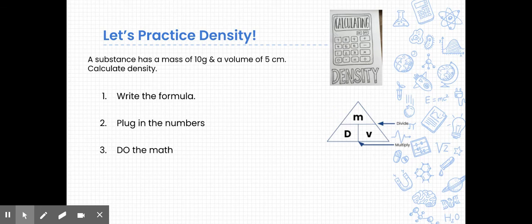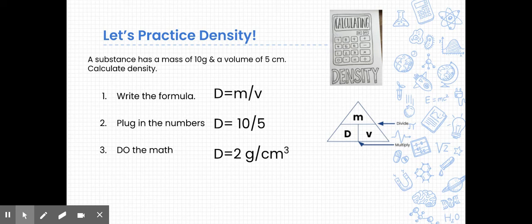So the question is, a substance has a mass of 10 grams and a volume of 5 centimeters. Calculate density. So you're going to write the formula, plug in the numbers, do the math. I should see when I'm looking in your notes today that you have all 3 things written: the formula, the numbers, the math.